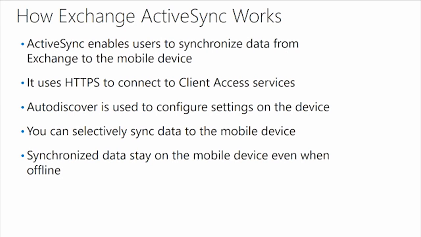And then direct push allows you to get the mail immediately on the device. So the way this works is your device uses ActiveSync to connect and synchronize the data on the server. So it uses HTTPS, so it's secure, using SSL certificates. The newer devices use AutoDiscover, something with an A, to configure the settings on the device. So what are the features that are available and so on.